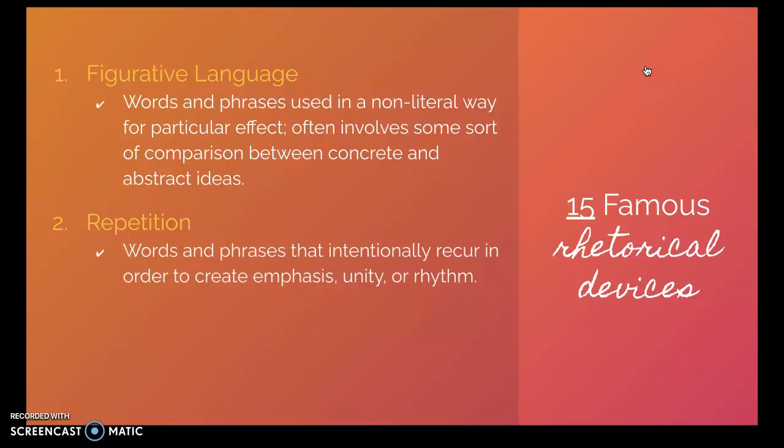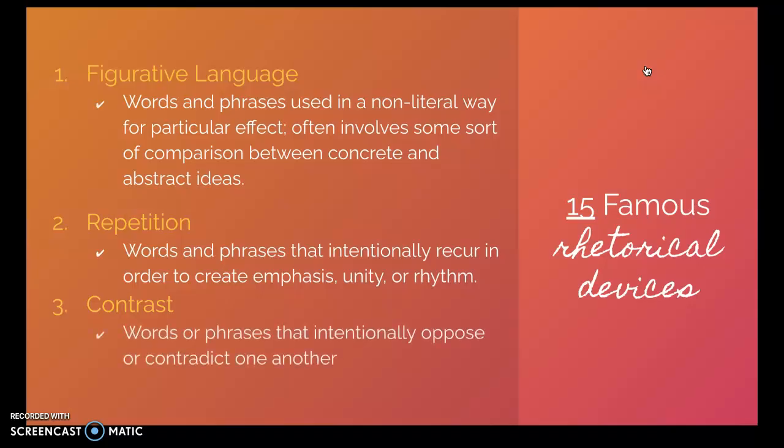The second category that our rhetorical devices will fall into is repetition. Repetition are words and phrases that intentionally recur in order to create emphasis or unity, sometimes to create a rhythm or momentum. And lastly, we're going to find a whole little group of devices that are specifically geared towards creating contrast. Contrast are words or phrases that intentionally oppose or contradict one another. They're intentionally different and thereby emphasize the unique qualities of each half.